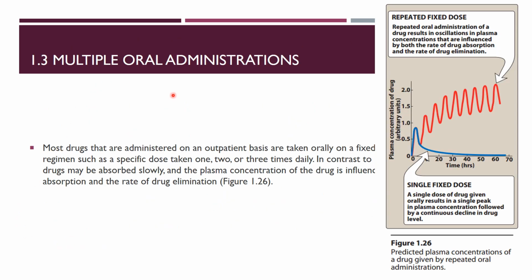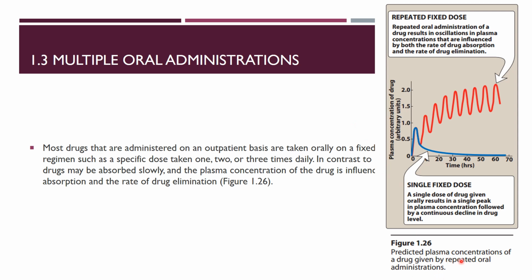1.3 Multiple oral administration. Most drugs that are administered on an outpatient basis are taken orally on a fixed regimen, such as a specific dose taken 1, 2, or 3 times daily. In contrast to IV drugs, oral drugs may be absorbed slowly, and the plasma concentration of the drug is influenced by absorption and the rate of drug elimination. See figure 1.26.